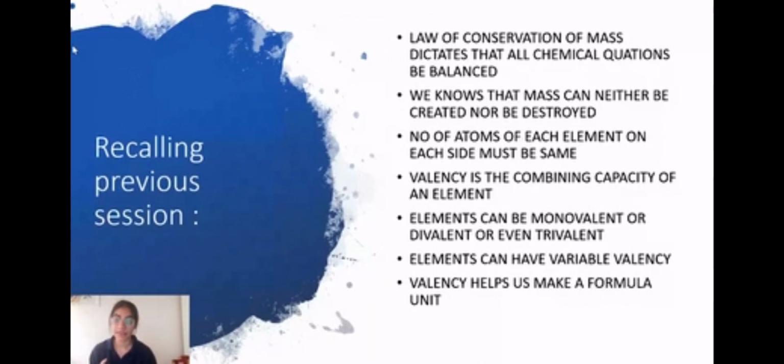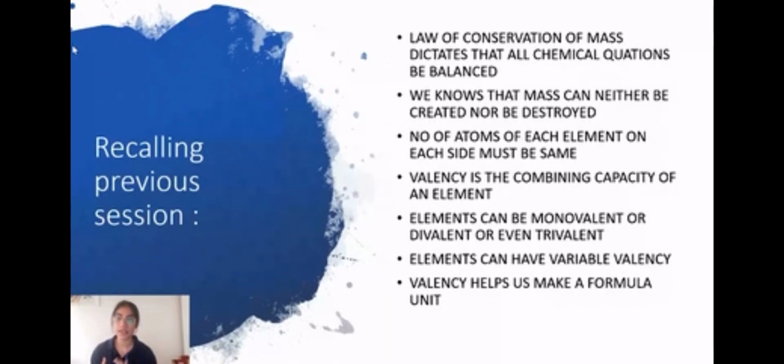Before balancing chemical equations, we come to writing chemical formulae, and before that we come to understanding the concept of valency. It is the combining capacity of an element. Generally, we judge it by the number of electrons an atom can lose or the number of electrons an atom can gain. Elements can be monovalent, divalent, trivalent, or even variable valent.